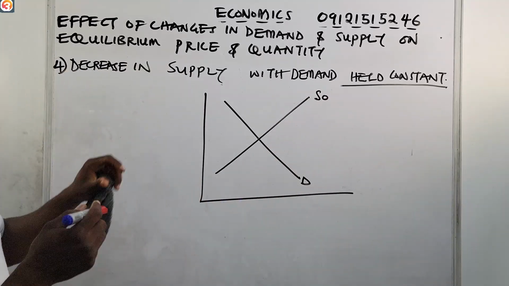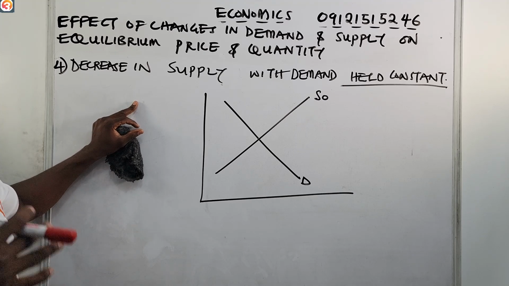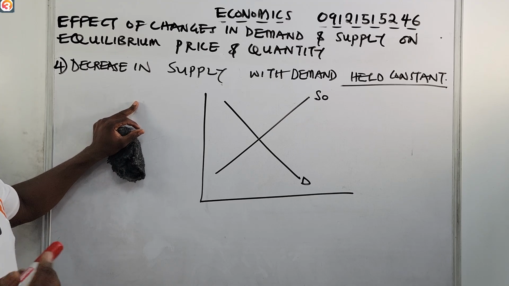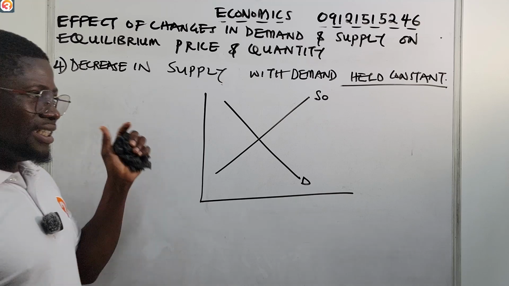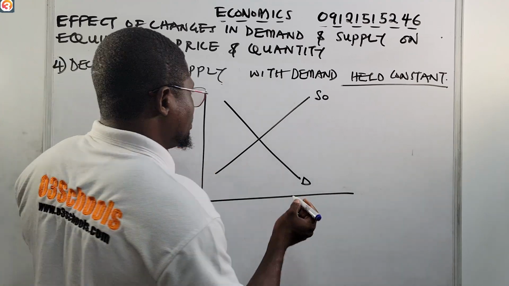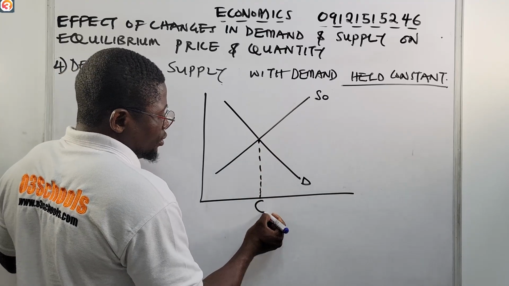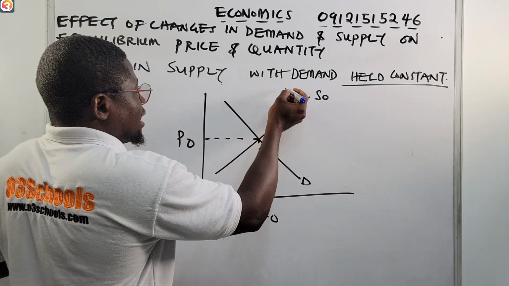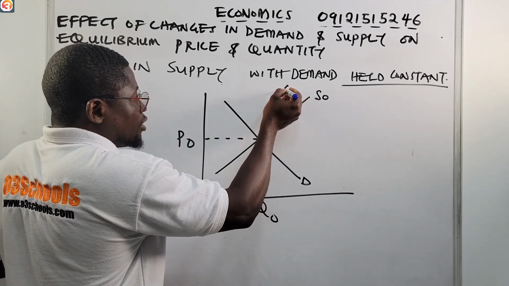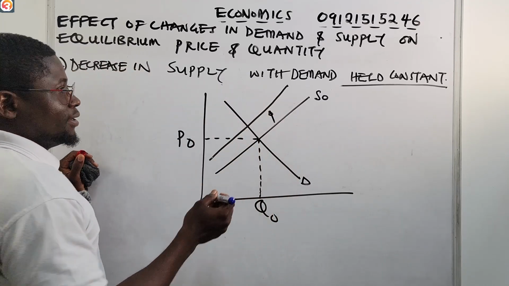Now if there's a decrease in supply, maybe one of the inputs for production increases, maybe the cost increases for one of the inputs, so it leads to a decrease in supply. What happens? The supply curve will shift to the left. Immediately, let us trace our equilibrium positions. This is our Q naught, then our P naught initially. As the supply curve shifts to the left, it shifts from here to here. Then this is our S1.